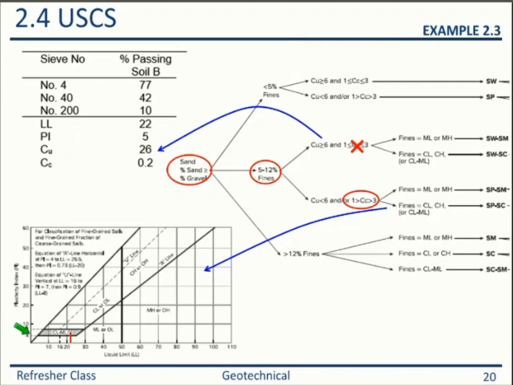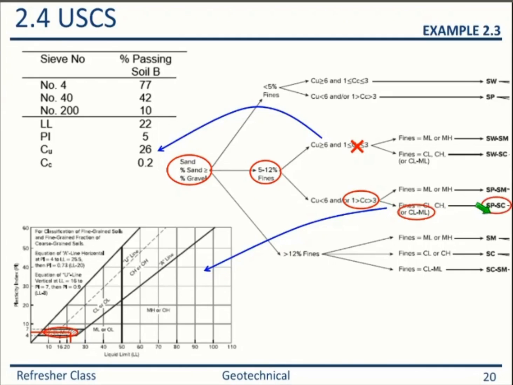If you plot, your point lies in this hatch area. This hatch area has been designated as CL-ML. So this is the CL-ML, right? Therefore, from here you have to move here. So your soil is SP-SC.